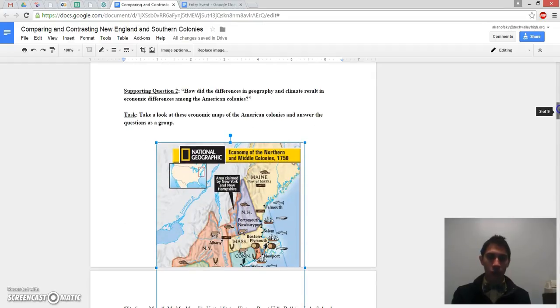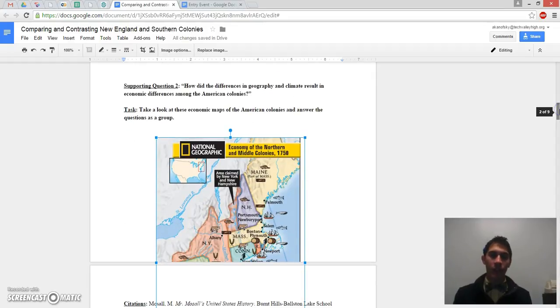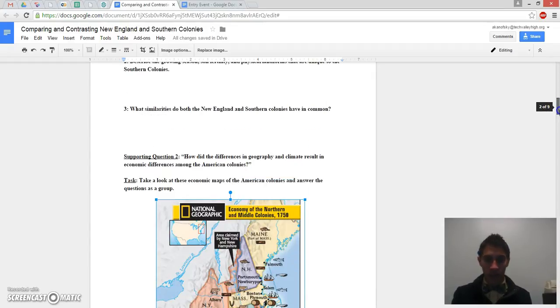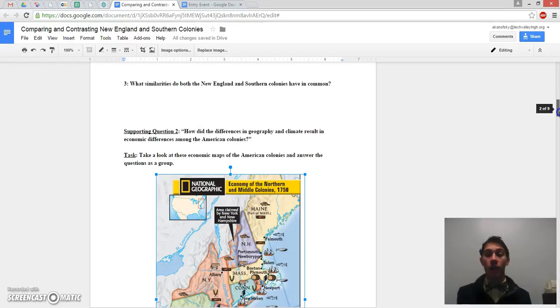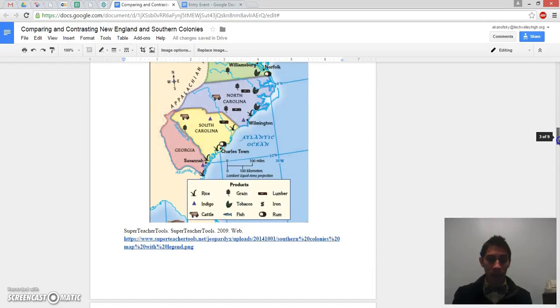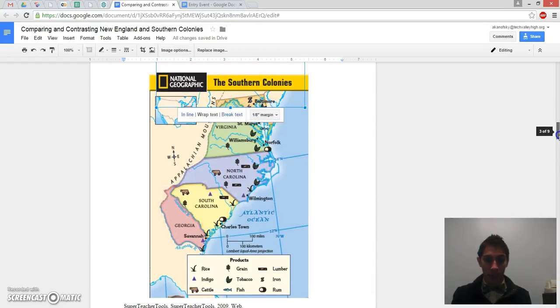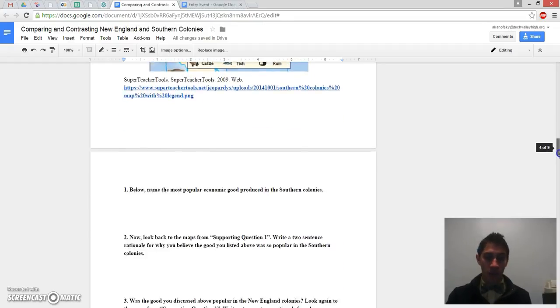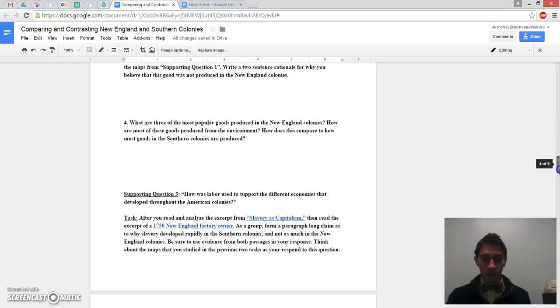So the second supporting question, how did these differences in geography and climate result in economic differences between the northern and southern colonies? So we're connecting it. So we're taking a look at the geography, how they differ in the northern and southern colonies, and relate it to the economics. You're going to take a look at two more maps that explain some of the major industries in the southern colonies and some of the major industries in the northern. And once again, you're going to answer some questions about them.